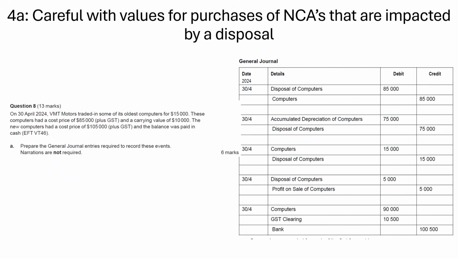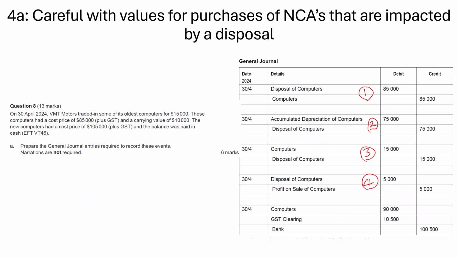Tip 4. When we have a disposal of an NCA, we need to be careful with the impact of that on the purchase of a new NCA. Most students are pretty good at working through the 4 steps of a disposal. We transfer the historical cost to the temporary account, and then we transfer the ACDEP that's been allocated thus far, and then we record our proceeds, and then we work out our profit or loss on disposal.